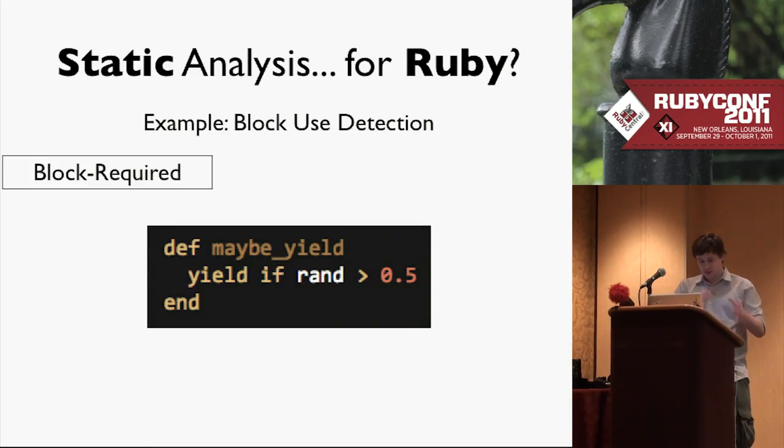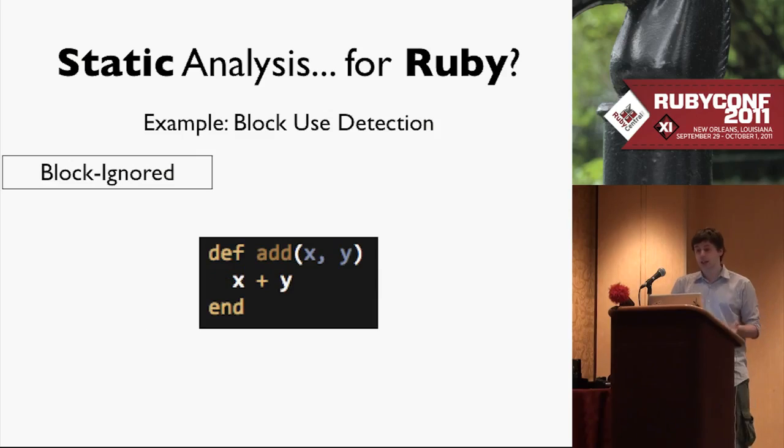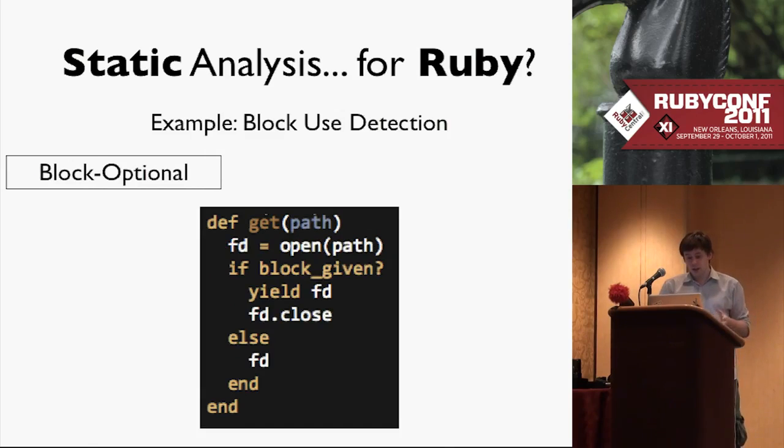So just to make it clear what I mean, here's a block required method. It doesn't always call the block, but you cannot call it safely, as in you cannot call it without generating an exception unless you provide a block. A block ignored method is just something that adds two numbers, something that definitely does not use a block no matter what. Block optional, we know and love these. These are especially common in our file operations. They're all over the standard library. All of Enumerable in 1.9 is block optional. And this is just a quick example.